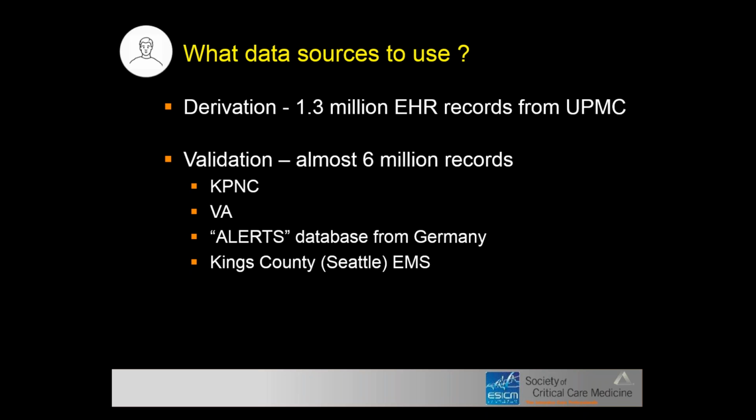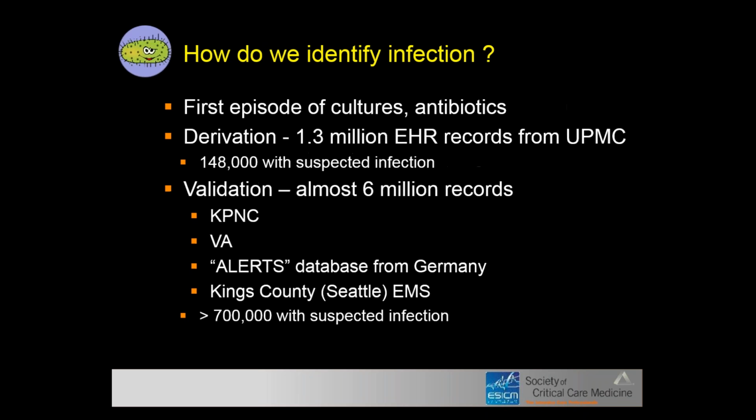Once we had results from those 1.3 million, the results were verified in 4 additional data sets comprising almost 6 million additional records from the Kaiser Permanente, Northern California System of Hospitals, the United States Veterans Administration, the alerts database from our colleagues in Germany, and the King County Seattle Emergency Medical System.